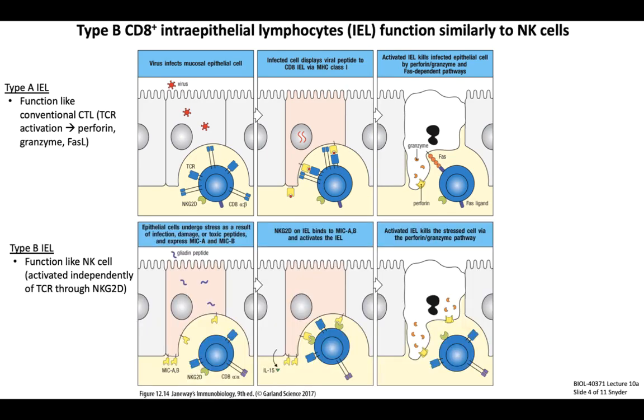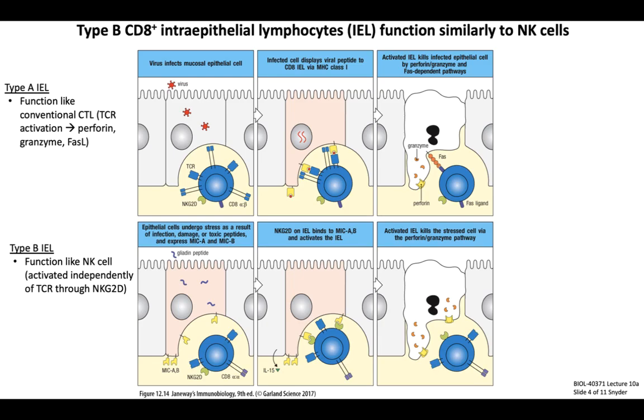In contrast, type B IELs function similarly to NK cells, which we learned about in the beginning of this course. Type B IELs express NKG2D, and so therefore they can recognize the ligands MIC-A or MIC-B expressed on the surface of stressed or altered cells. Type B IELs can kill stressed epithelial cells using perforin and granzyme, but in contrast to type A IELs, this is done in a TCR-independent fashion. Again, this is instead mediated through the activation of NKG2D.